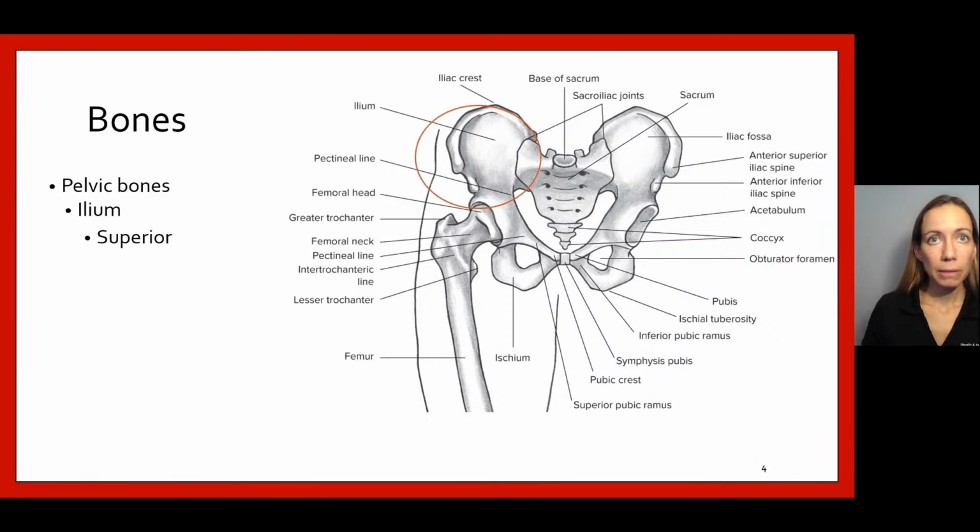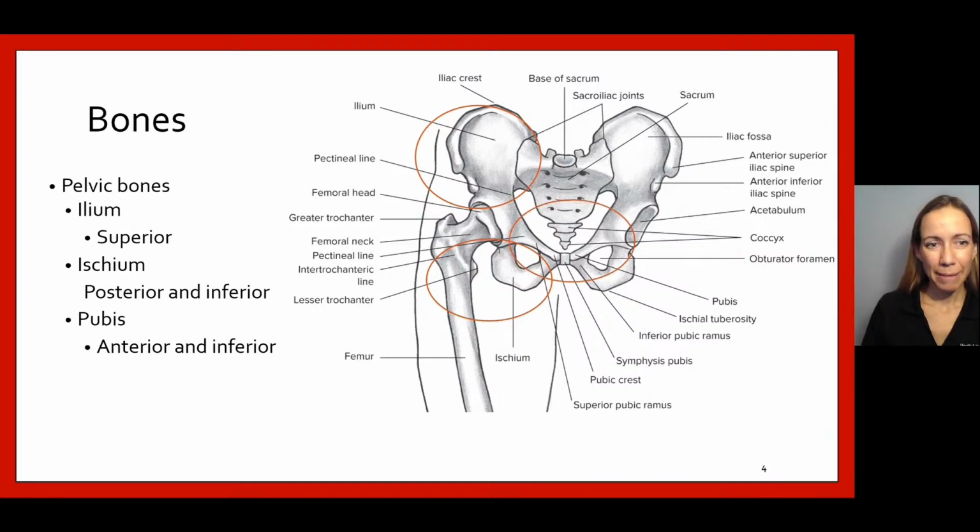So this superior portion circled here of our pelvic bone, this is the ilium. Then the ischium will be the portion of the pelvic bone that is located posteriorly as well as inferiorly. Again, this occurs on the right as well as on the left. I only have the right pelvic bone location circled here. And then the pubis, again, it's found on both the right and the left, and it is located anteriorly as well as inferiorly.